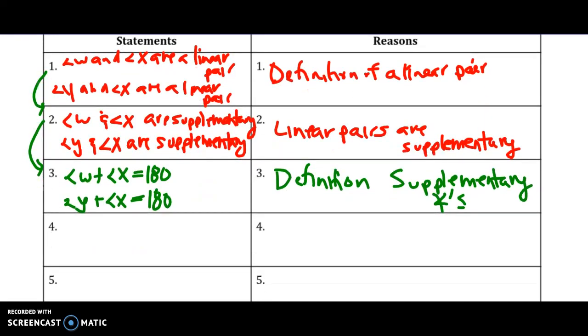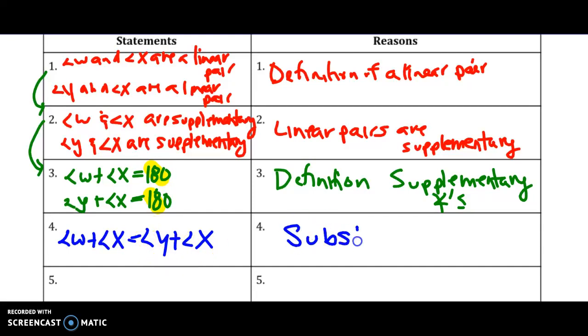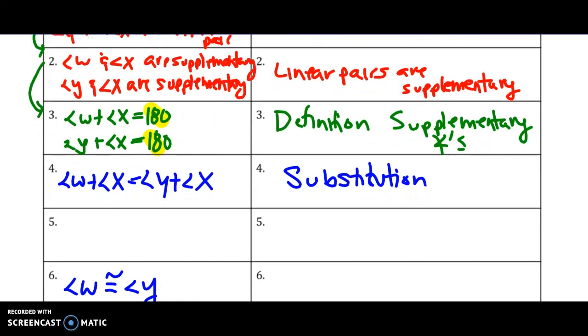So now that I have two equations, one equals 180, another equals 180, I can replace one of those 180 with the equation equivalent. So angle W plus angle X equals angle Y plus angle X. So I replace the 180 with the equations because 180 is equal to 180, and that's substitution. When you replace a term with another term of equal value.